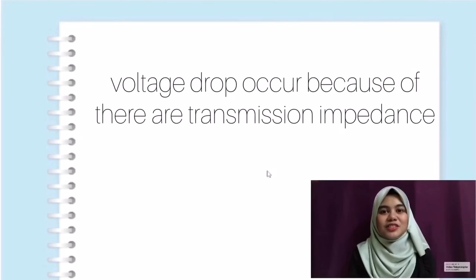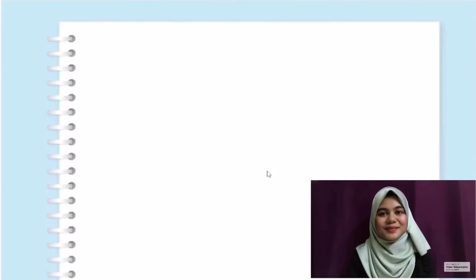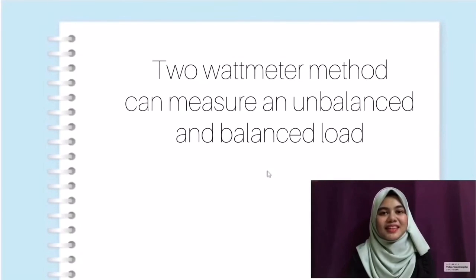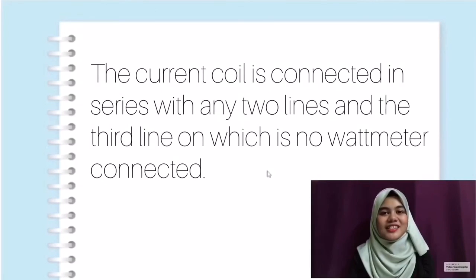Next, voltage drop occur because there are transmission impedance, or easier way to say transmission loss. The line current will flow without dropping because the transmission impedance is connected in series with generator and load impedance. 2 wattmeter method is the best way to measure power in the 3-phase system because accurate power measurement is obtained whether it is in unbalanced load or balanced load. The current coil is connected in series with any 2 line and the third line on which there is no wattmeter connected.